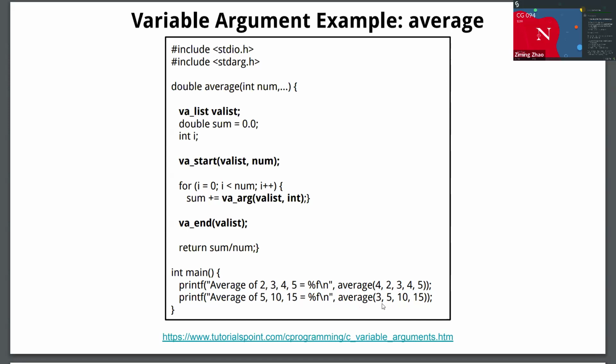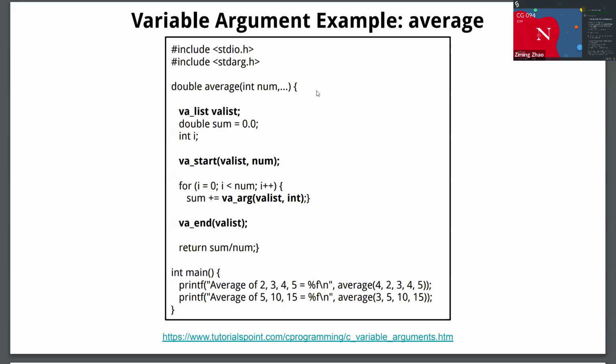Okay, so in total, 5 parameters. The second time we call this, we only give it 4 parameters. The first parameter is the number, which is 3. Then we have 5, 10, 15. As you can see, as a programmer who uses this average function, it is your job to use it correctly. If you want to compute the average of 4 numbers, it's your job to set the first parameter as 4. If you made a mistake, then it will not calculate the correct average.